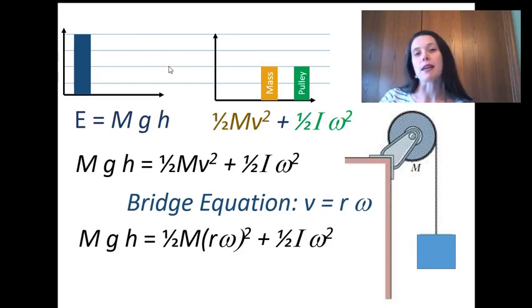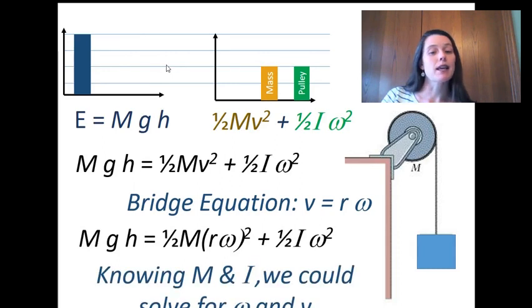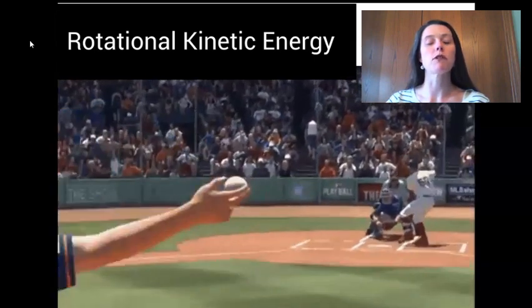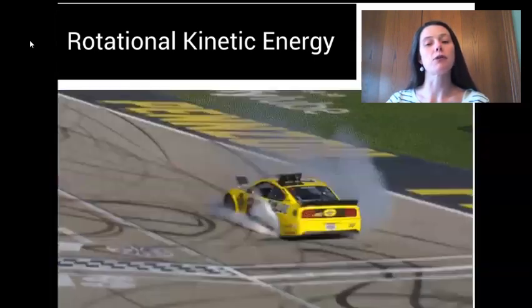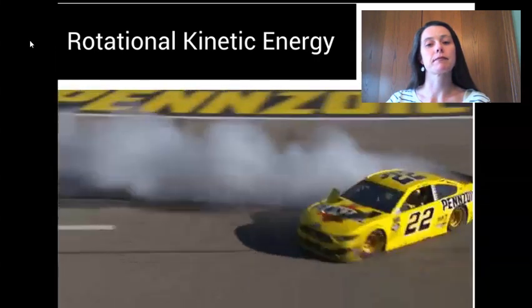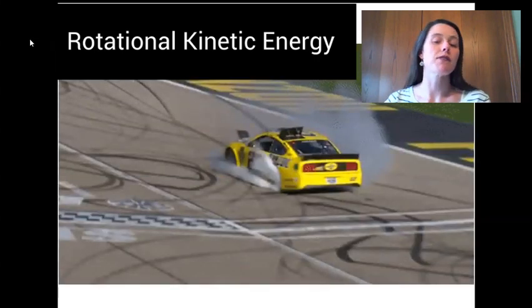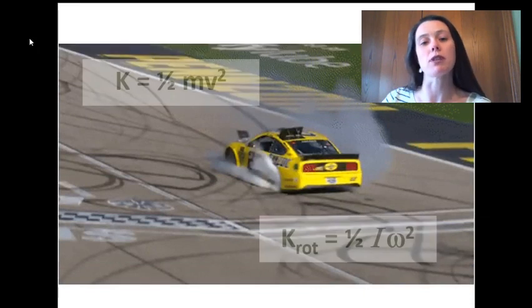It looks kind of messy, but if you examine it carefully, if we knew the mass and the rotational inertia of the pulley, we could easily solve for omega, the angular velocity, or we could solve for v, the linear velocity of the block. As we move through the world, objects move both translationally and rotationally. We now have the physics to describe the energy in both cases.